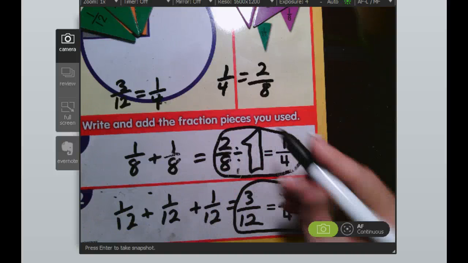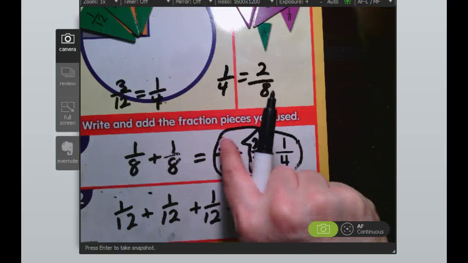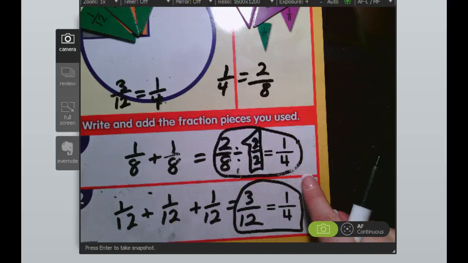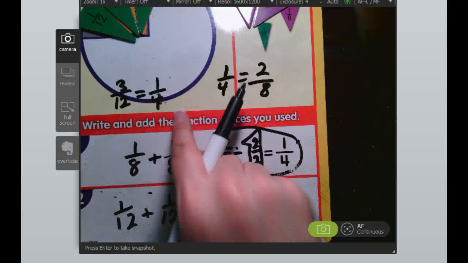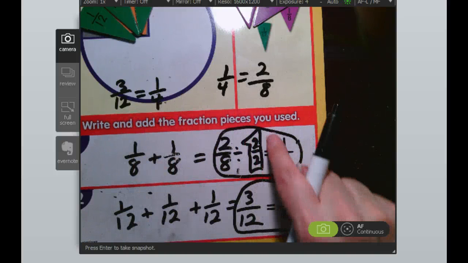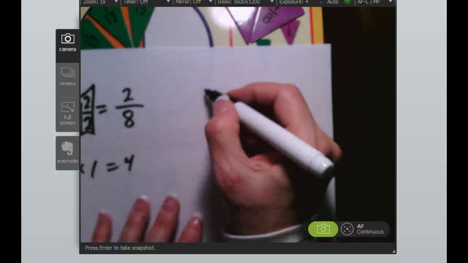Now, in a minute, we're going to talk about how to simplify. You can see this one's smaller, and so we would actually do the opposite, and we would divide by 2 over 2. 2 divided by 2 is 1. 8 divided by 2 is 4. So we can compare fractions and simplify fractions, and we can find equivalent fractions by simply using a fraction equivalent to 1.